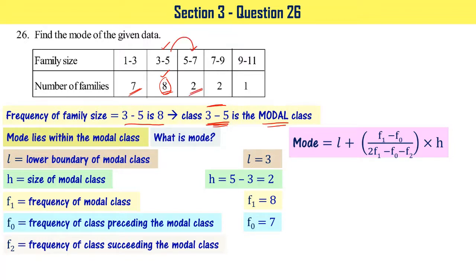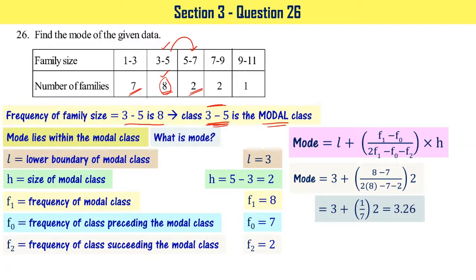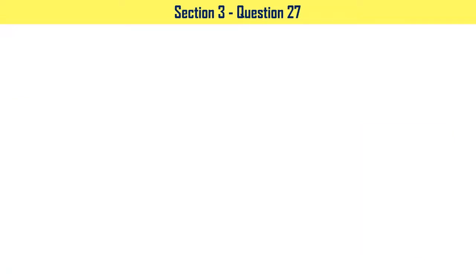Its frequency is 2. Let's substitute all these values into the formula given and simplify such that you get mode as 3.26. So to answer the question, mode of the given data is 3.26. Please note this. Let's go to the next problem. That is question number 27.